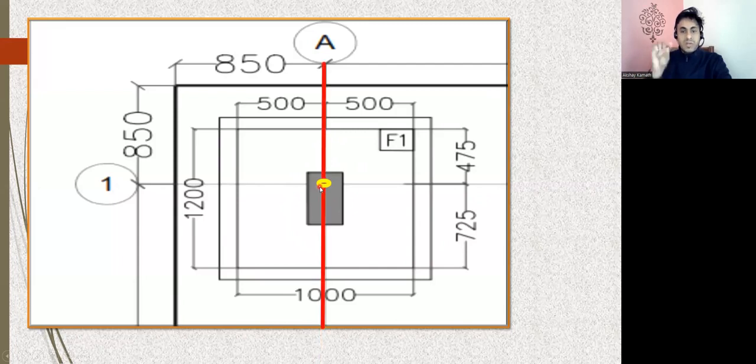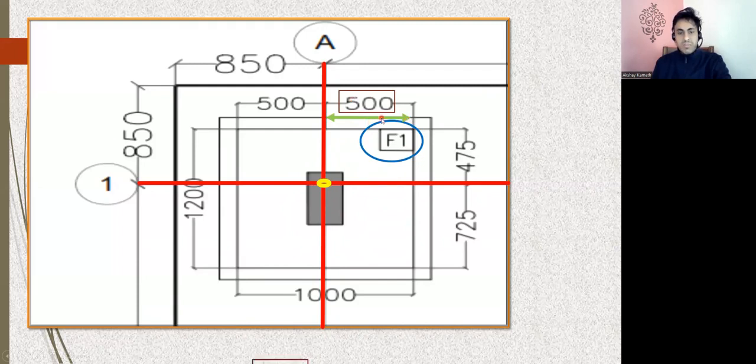Now, with the help of tape, what you're supposed to do is draw these grid lines, and we know the name of the footing is F1. And what is the size? From here to outer, it has to be 500 mm. In the same way, from here to here, it has to be 500 mm. The same marking I'm going to do on the side. Similarly, from here to here, it will be 500. From here to here, it will be 500. You got this distance, 500 and 500.